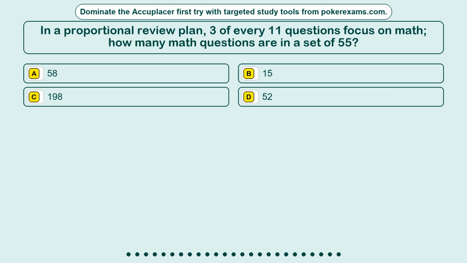Question 5. In a proportional review plan, 3 of every 11 questions focus on math. How many math questions are in a set of 55? Option A, 58. Option B, 15. Option C, 198. Option D, 52.